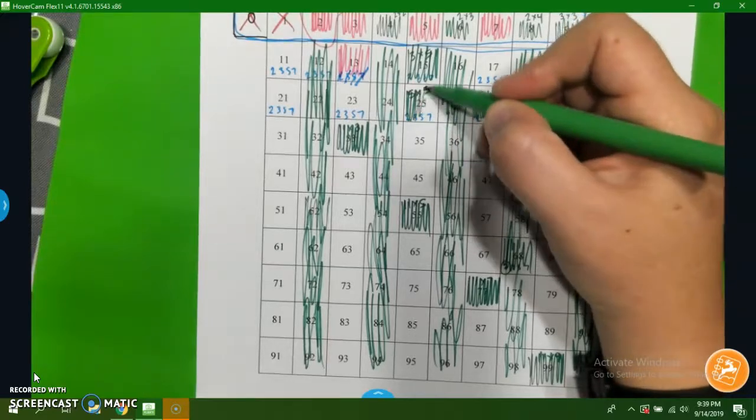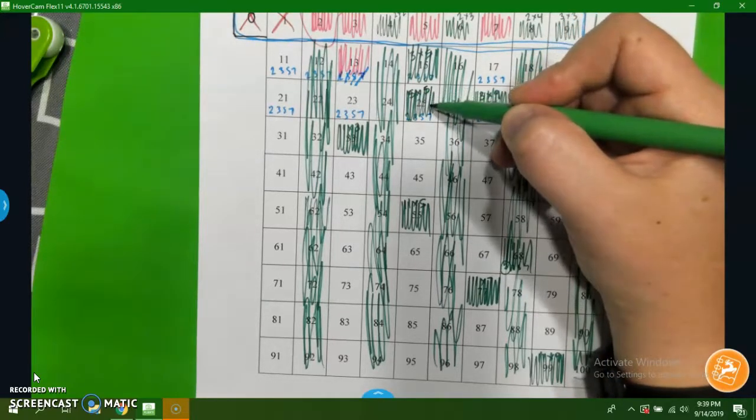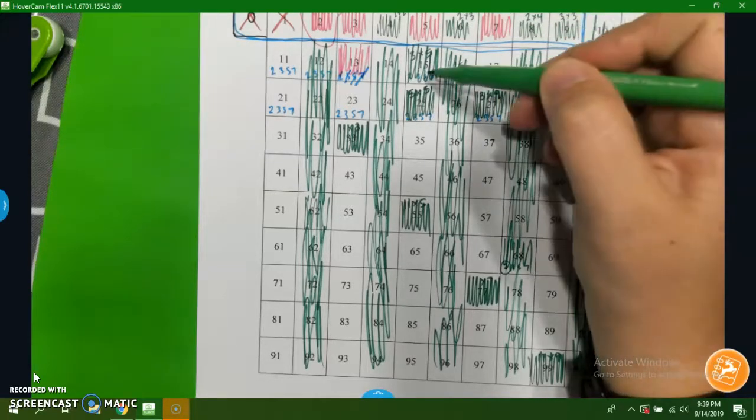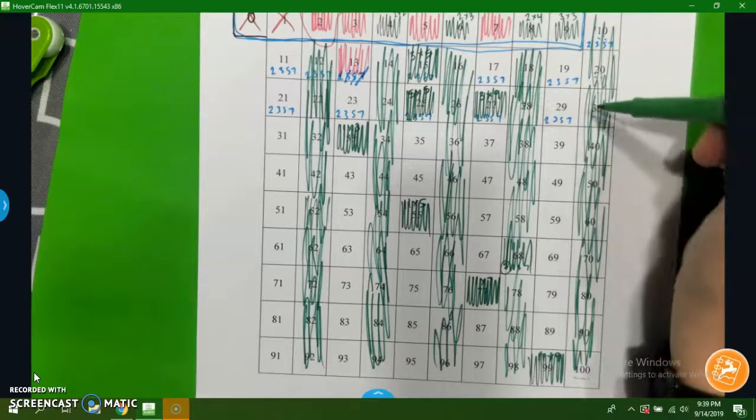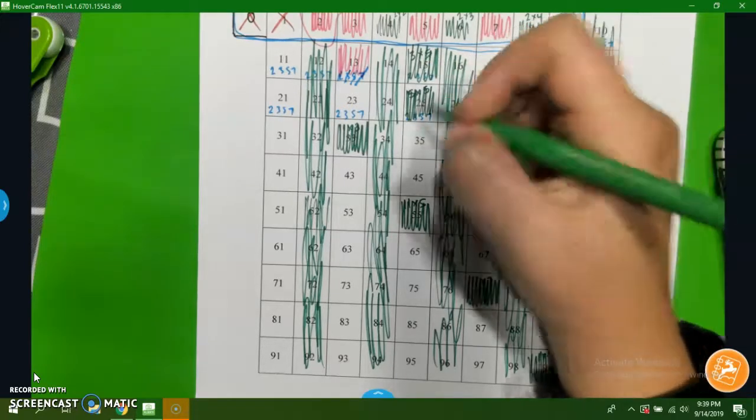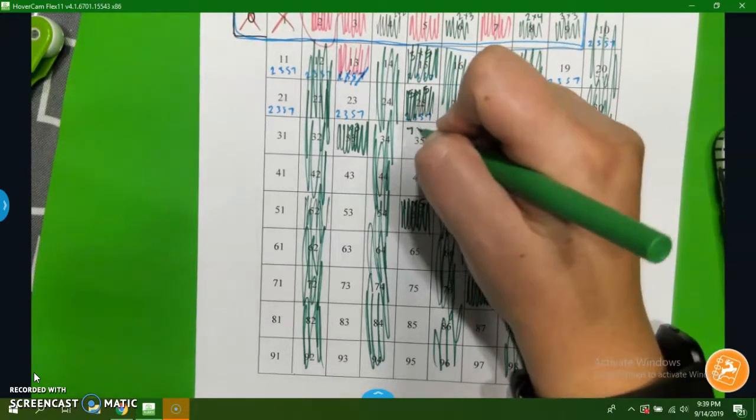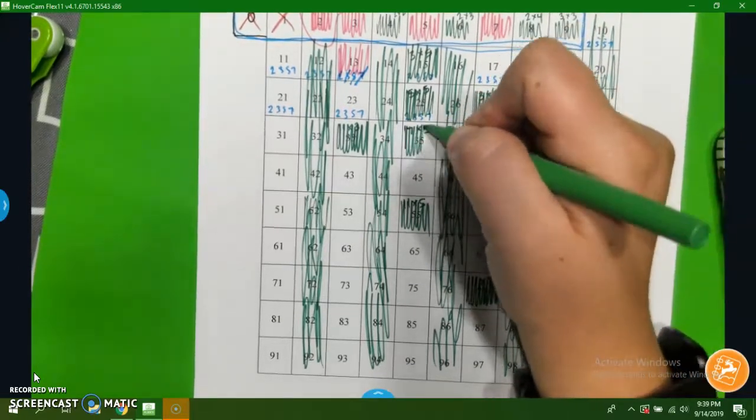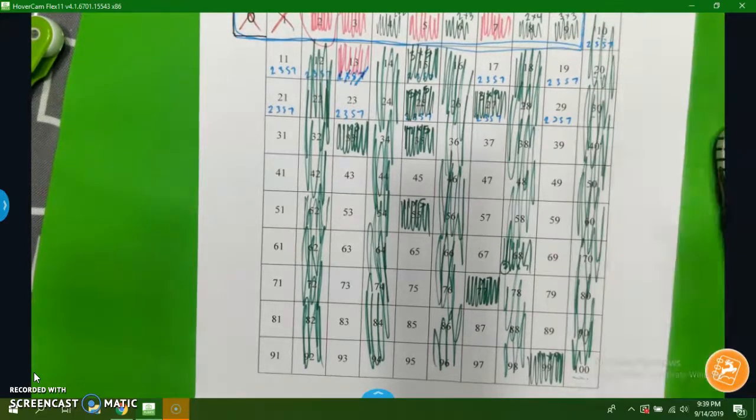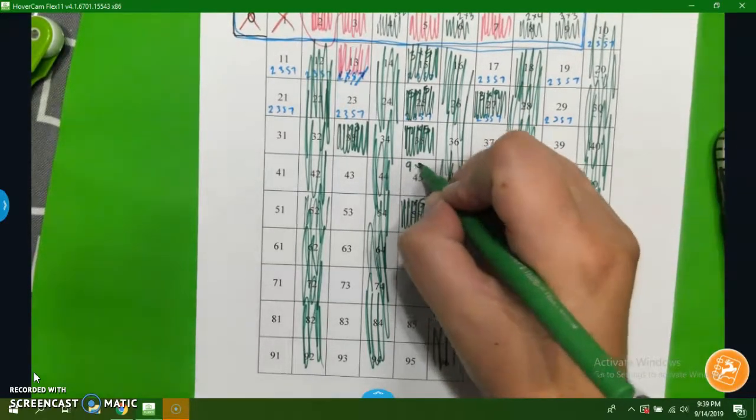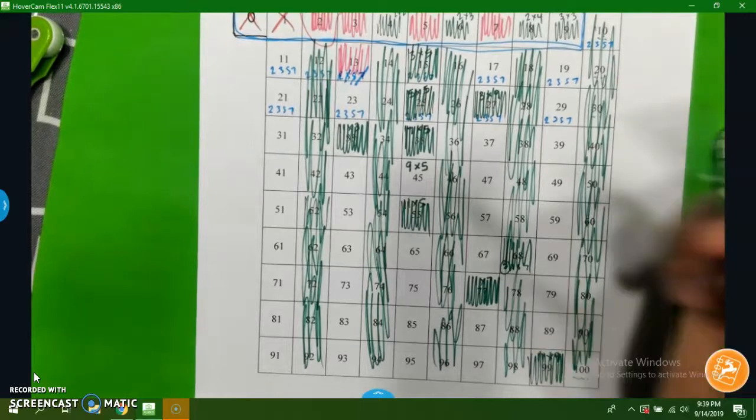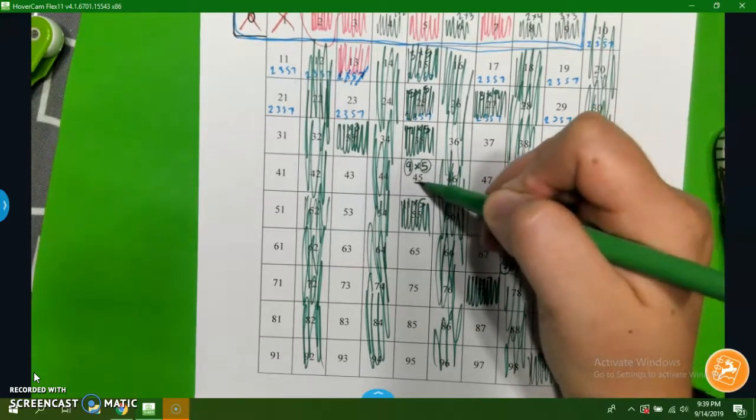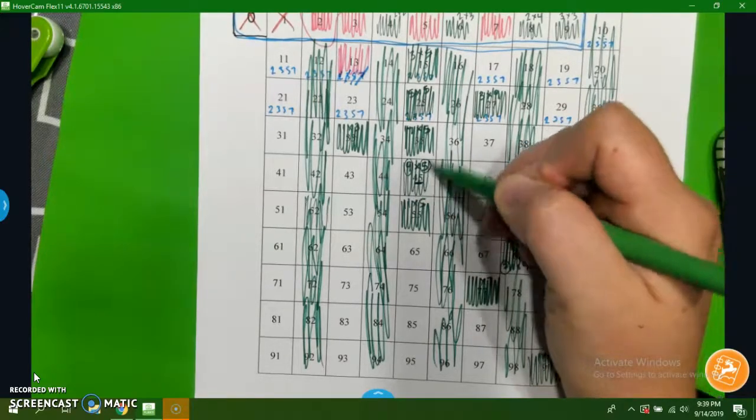If I'm doing my 5s, let's see. 5 times 5 is 25. Let's count by 5s. 5, 10, 15, 20, 25, 30, 35. Well, that's 7 groups of 5. 5 times 7 is 35. Well, then what's 8 groups of 5? 40. 9 groups of 5. 9 times 5 is 45. There's another multiplication fact for this number, which makes this number composite.